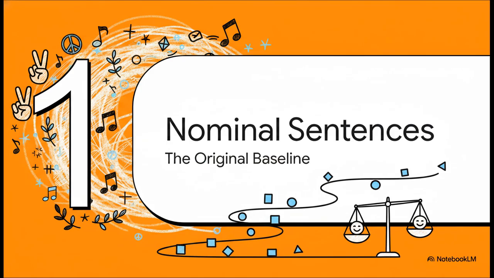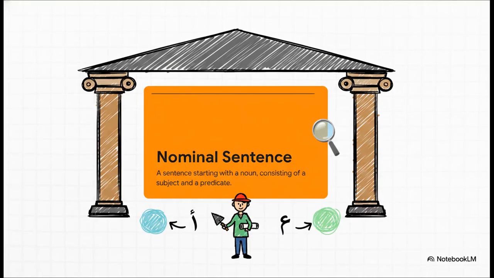All right, Section 1, the original nominal sentence. Okay, let's dive into this first part. To understand how these transforming verbs disrupt a sentence, we first have to establish the peaceful, everyday baseline of normal Arabic syntax. By definition, a nominal sentence gives us two perfectly balanced pillars.